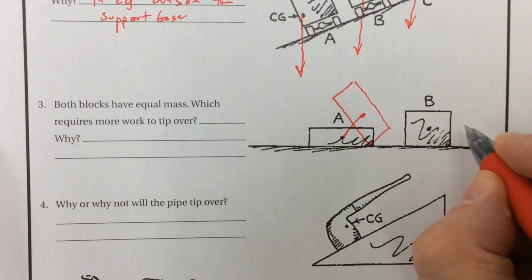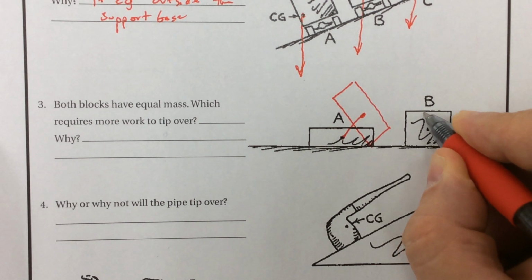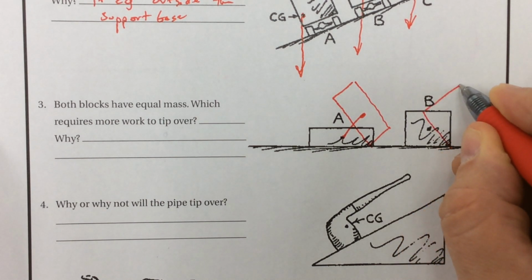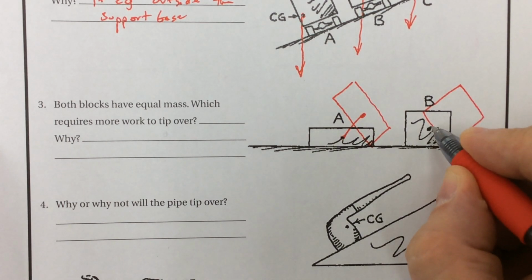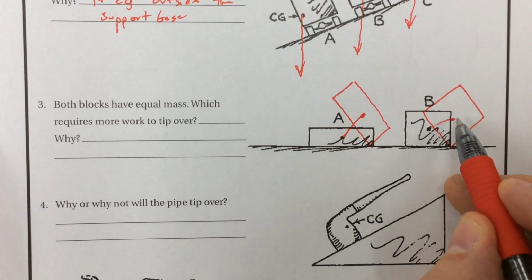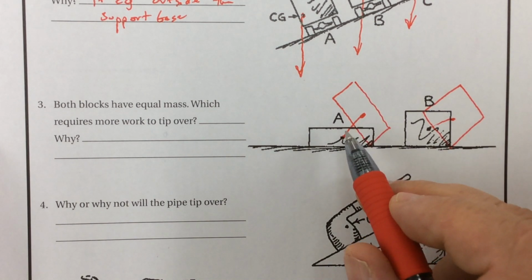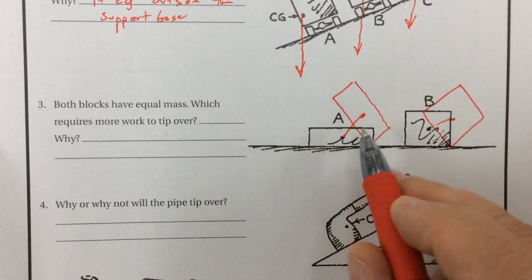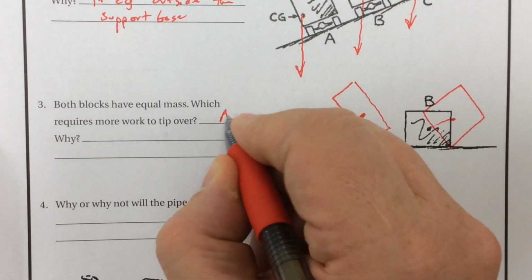Okay, and if I'm going to do it here, if I do the same thing, if I flip this over, see how good an artist I am. Do you see, I haven't lifted this as high. I've lifted this much higher. And that takes more work to flip. So therefore A is more stable. So A takes more work to flip over.